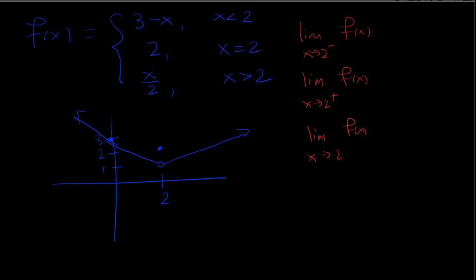So from the left, we'll be coming down here. As we come down here, we're getting closer and closer to this hole, which is at y equals 1. And from the right, we'll be coming down here, and we see we get closer and closer to the same point here, which is at y equals 1. Since the left-hand limit and the right-hand limit are both the same, we say that the limit is 1.